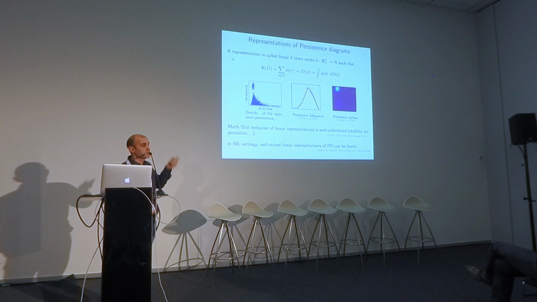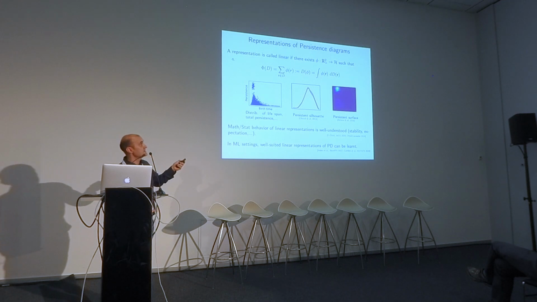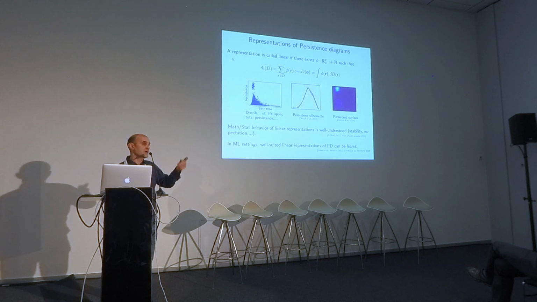Okay, so for example, if you put a Gaussian at each point of your diagram, you get a function that you can see as an image, and this is a persistent image. This is just the same as taking phi, here, the map that maps a point P to a Gaussian centered on P. And then you can adjust the parameter of this.